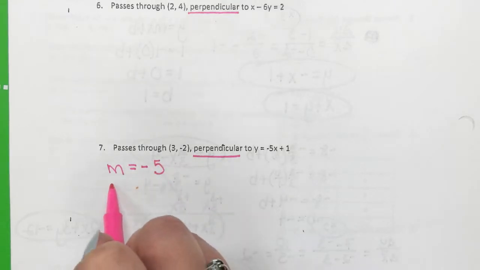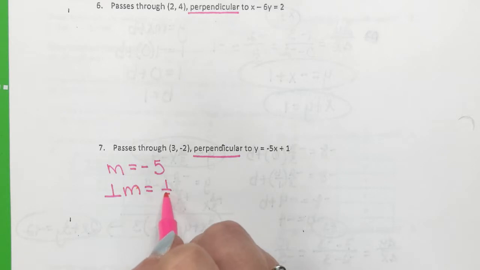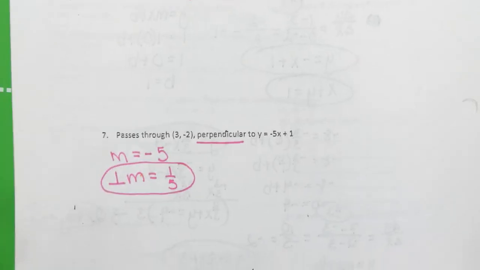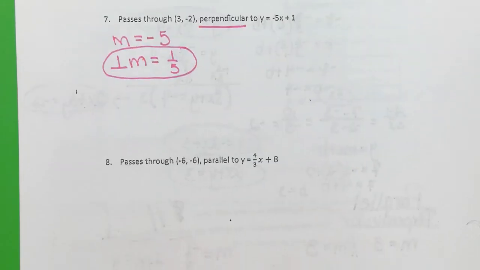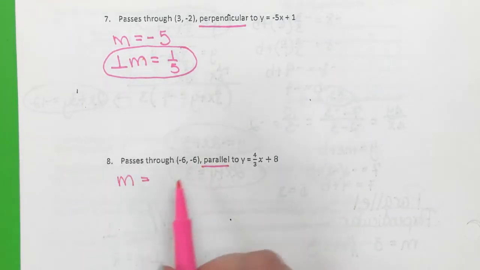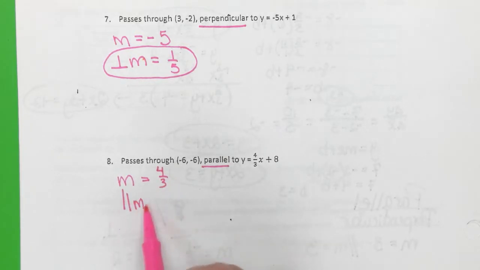-5. What would be my perpendicular slope? +1/5. That's the one you use, okay? You all okay with that? Yeah? Alright, and then last one. Here we go. Number 8. What's number 8 say? And so what's my slope to begin with? 4/3. So what would be the parallel slope? 4/3. That's the one you use.